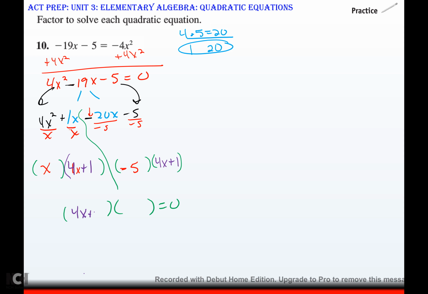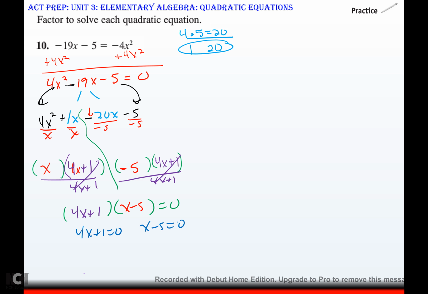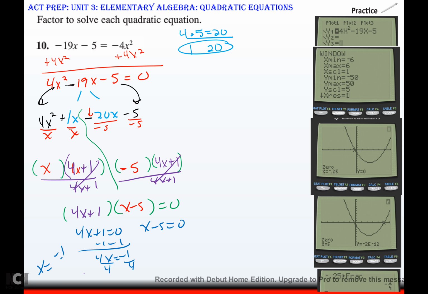GCF again by 4x plus 1. To get what's left, I divide, and my red terms are x minus 5. Now to solve it, I set them to 0 and get x alone. So 4x plus 1 equals 0, and x minus 5 equals 0. Minus 1, 4x equals negative 1. Divide by 4, x equals negative 1/4. And this one, add 5, x equals 5.